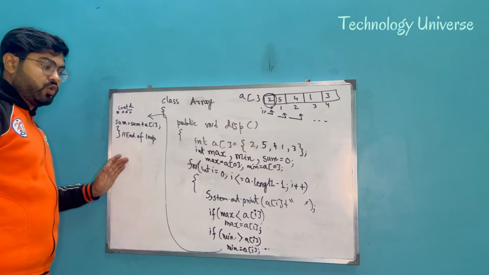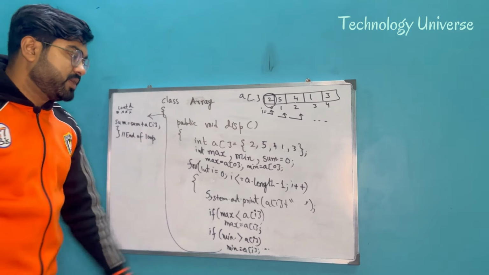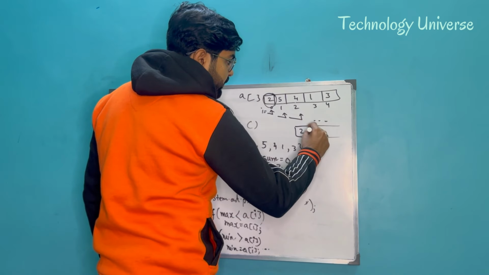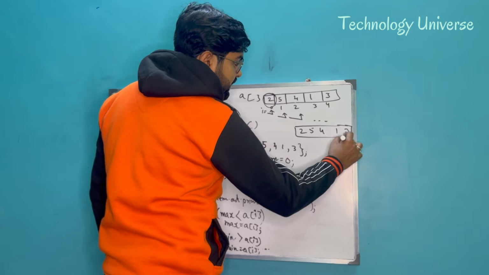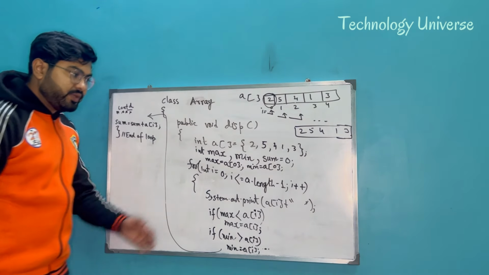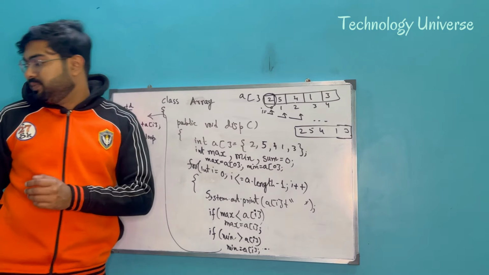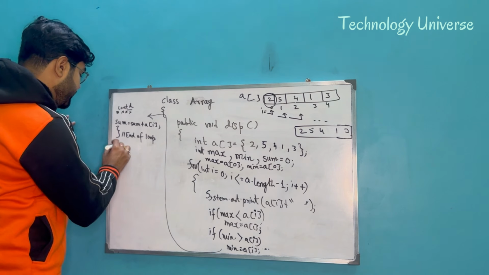Now outside the loop, so far we have printed the numbers side by side, which means on the computer screen we would get 2, then 5, then 4, then 1, then 3, and the cursor is waiting after 3. Now in the next line we have to print which is the maximum and which is the minimum number, like minimum value colon this one.